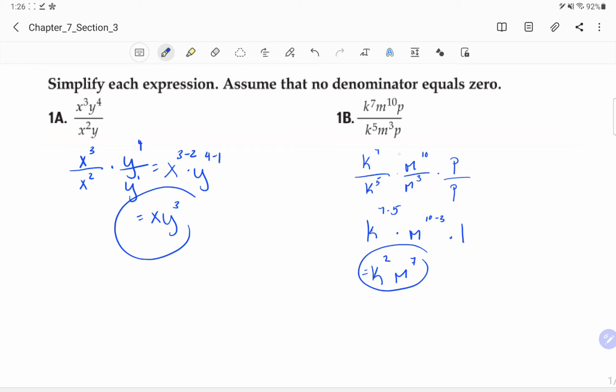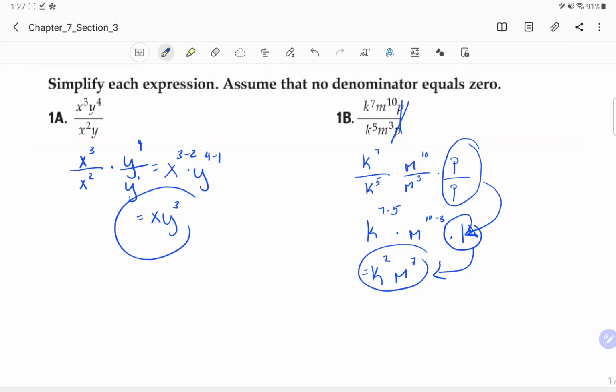Okay? Here, I broke it up, k to the 7th over k to the 5th, m to the 10th over m to the 3rd, and then p over p. P over p right away, that's something over itself. That goes to 1 instantly. Okay? That leaves us with k to the 7 minus 5 is 2, and m to the 10 minus 3 is 7. We don't have to bring down this multiply by 1, because multiplying by 1 doesn't change anything. So basically, the p's in this expression are irrelevant. They don't matter.